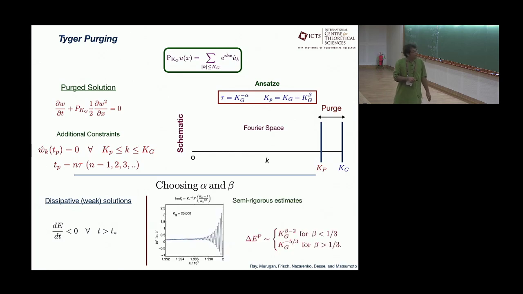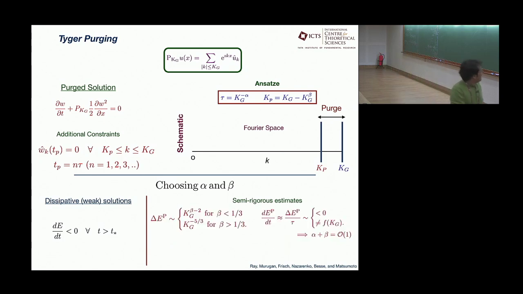So what we have now, and I'm not going to give the full calculation, what we have calculated is the behavior at this boundary layer, the functional form of the truncated solution here, which we get rid of. That tells us that given a certain beta, we either lose an energy proportional to k_G to the power beta minus 2, or we lose an energy proportional to k_G to the minus 5/3 for beta greater than 1/3.